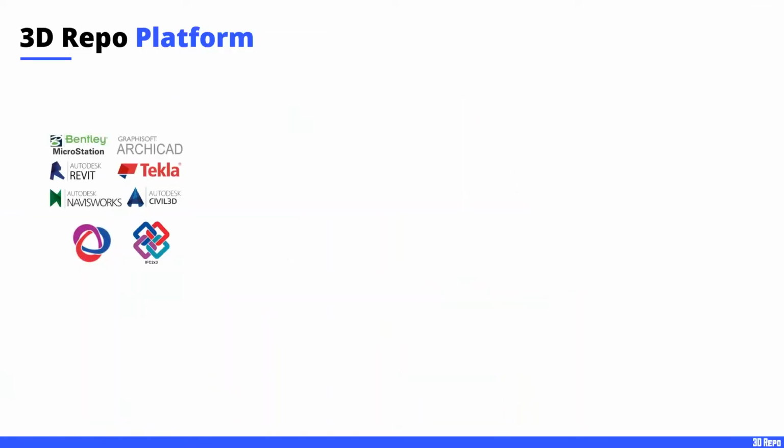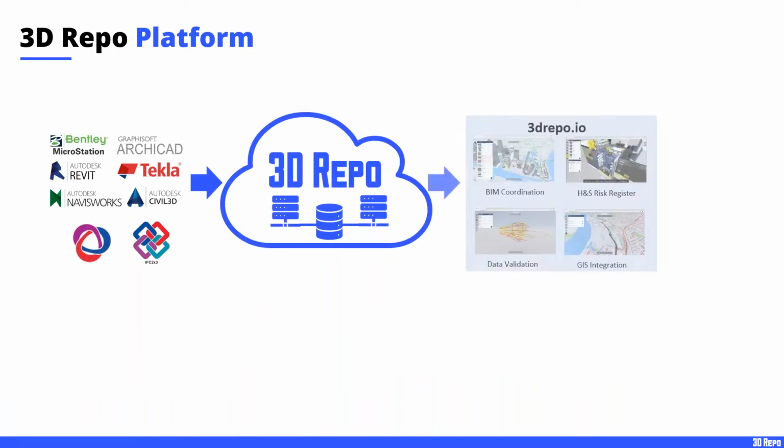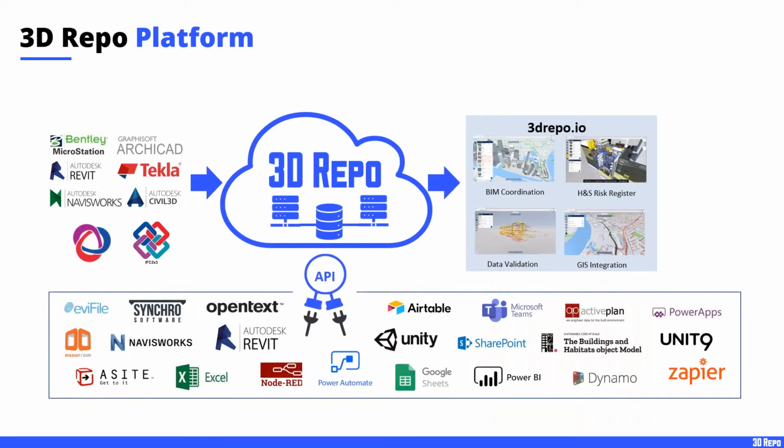So a quick reminder of what 3D Repo is. We're a cloud-based solution. We take your authored models from either your authoring system or your file formats that you can push directly into 3D Repo from our API. For the benefit of this webinar, we're going to be looking at the BIM coordination, health and safety risk register, data validation, and the GIS stuff. Those are the real features that are going to be covered with our new add-ons today.